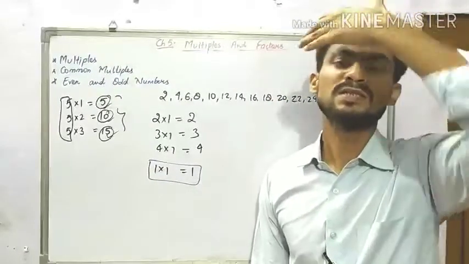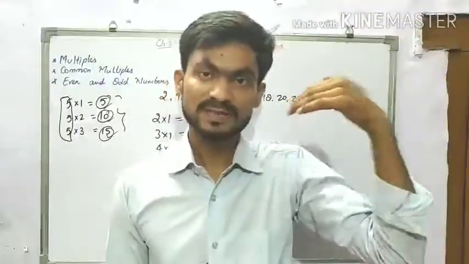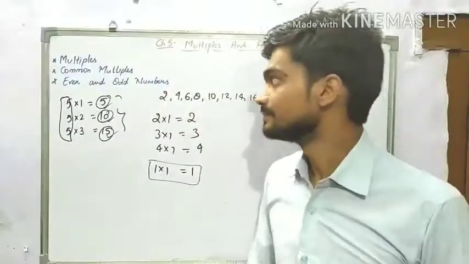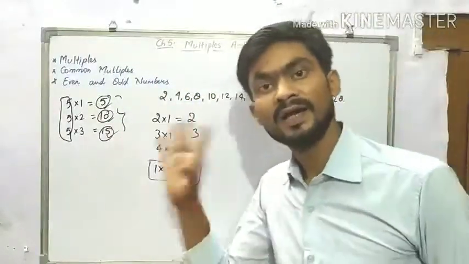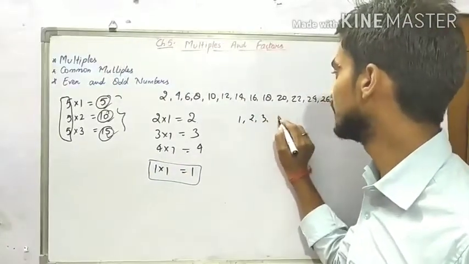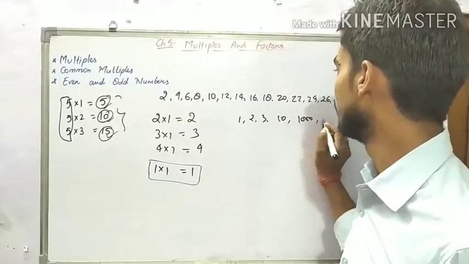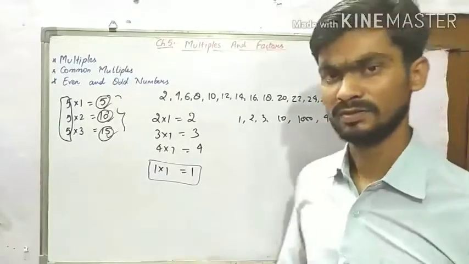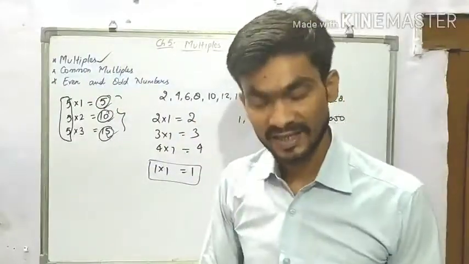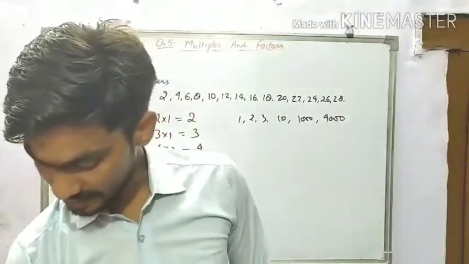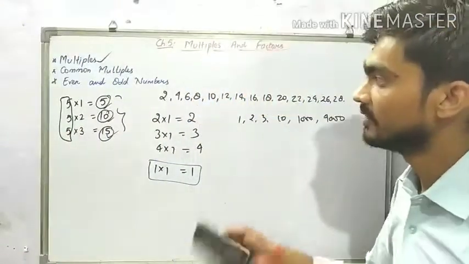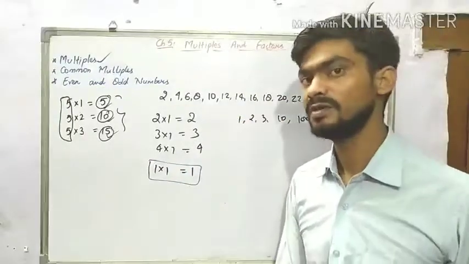So simply, multiples means the numbers that we get while we multiply any number by a natural number. Correct? So if you multiply by 1, 2, 3, 10, 1000, 9000, whatever you are multiplying, you will be getting a multiple. So multiples, I think, are clear. For more detail you can read your textbook also. So a multiple is always obtained whenever we multiply a number by a natural number.